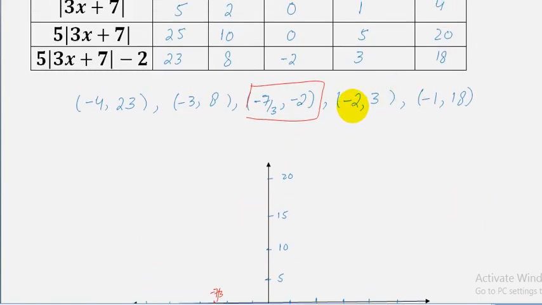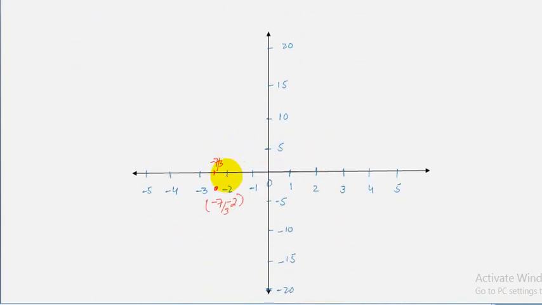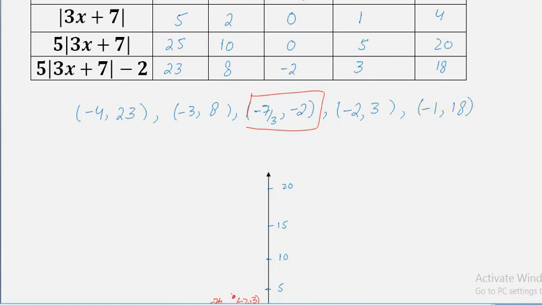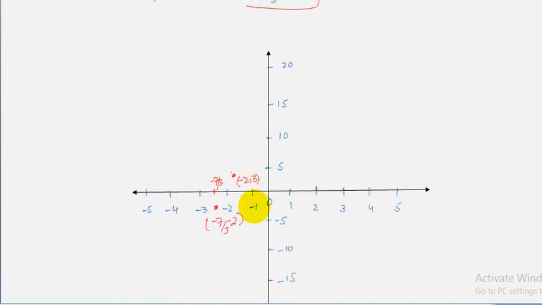Now we plot other points. Next one is x is minus 2 and y is 3. When x is minus 2, the value of y is 3, which is less than 5. So this is our next point. Next one is when x is minus 1, the value of y is 18, which is less than 20. So this is our next point, minus 1, 18.